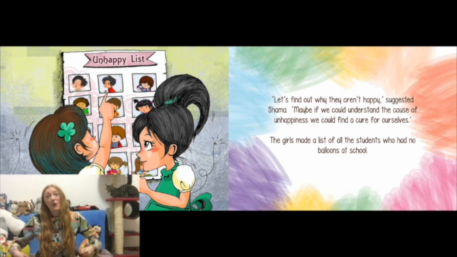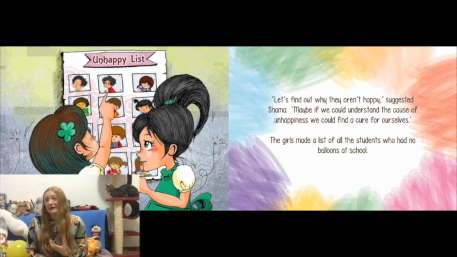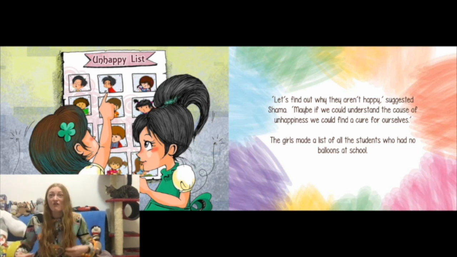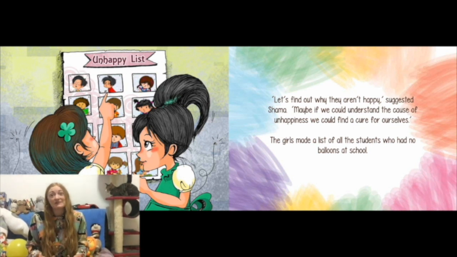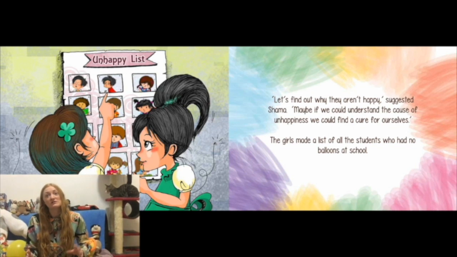"Let's find out why they aren't happy," suggested Sharma. "Maybe if we could understand the cause of unhappiness, we could find a cure for ourselves." The girls made a list of all the students who had no balloons at school.